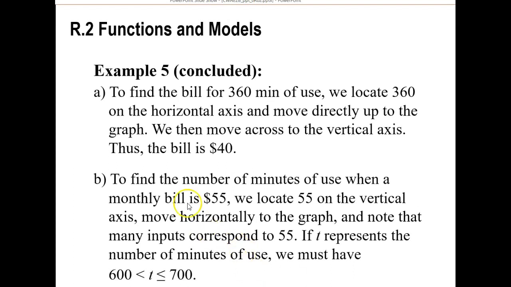All right, so here's where they explain all that. To find the number of minutes of use when a monthly bill is $55, we found 55 on the vertical axis and moved horizontally. Note that many inputs correspond to that number. So if T is the number of minutes of use larger than 600, notice not including, but less than or equal to 700, right? Because it is including 700. So that range, not including the 600, but including the 700 and everything in between.